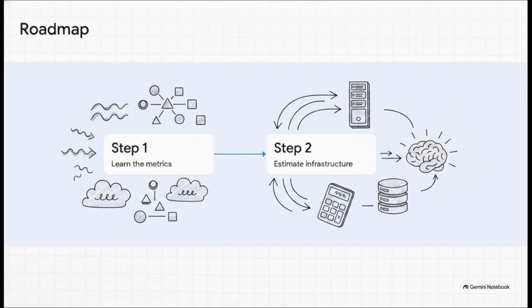Step 1. Learn the metrics. We just crushed that. We successfully defined users, throughput, storage, bandwidth, peak thresholds, and behavioral ratios. Now, Step 2. Estimate the infrastructure. This is where you pull out the calculator and start doing the hard math. You take those 6 theoretical metrics and translate them into a tangible estimation of the real-world servers, database shards, and cache memory required to keep this whole thing running efficiently and cost-effectively.